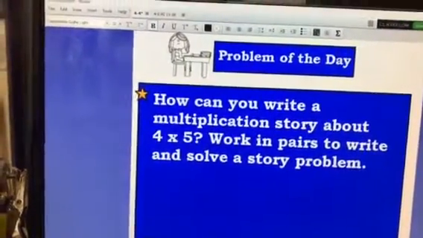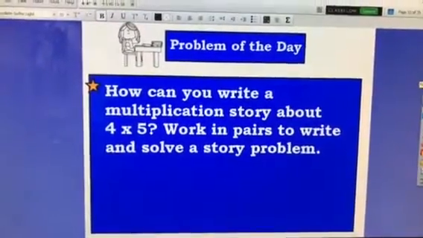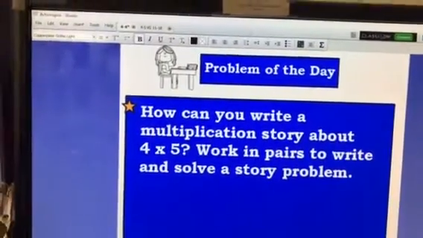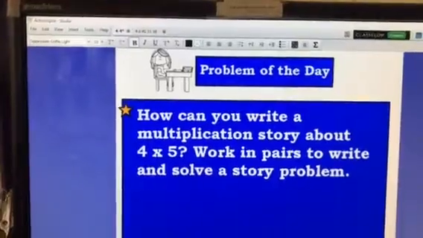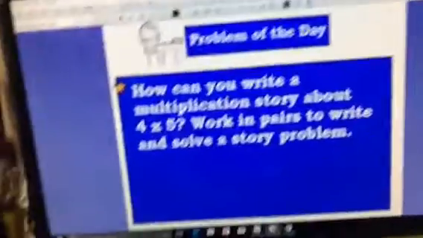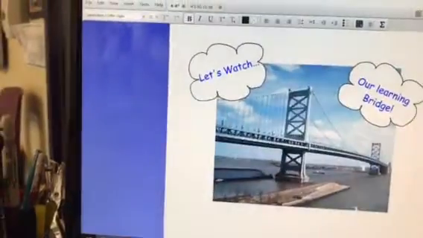How can you write a multiplication story about 4 times 5? And all the kiddos worked in pairs to write and solve a story problem. So we wanted to see how you guys would do with this so that then we would be able to tell you about some things we might need to add when it comes to writing a multiplication story.